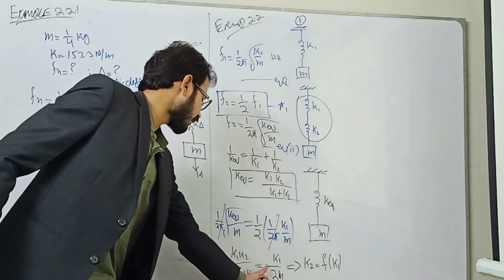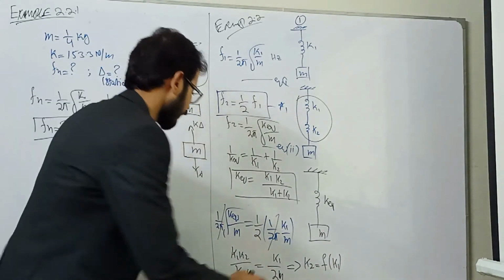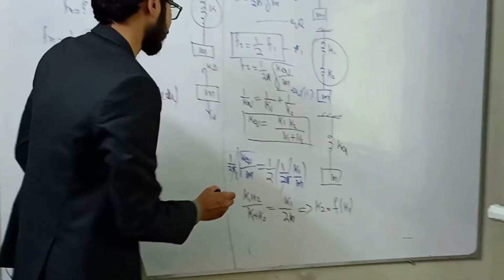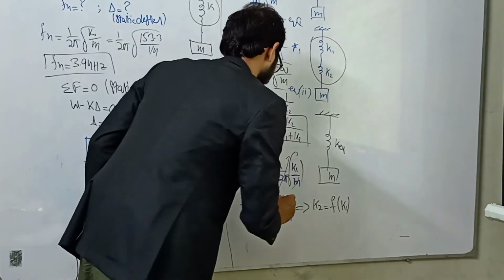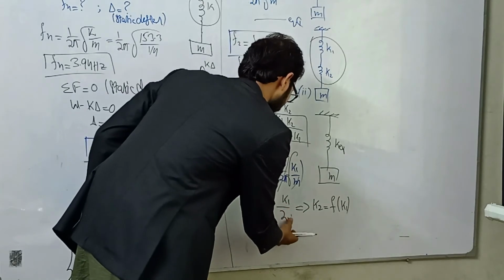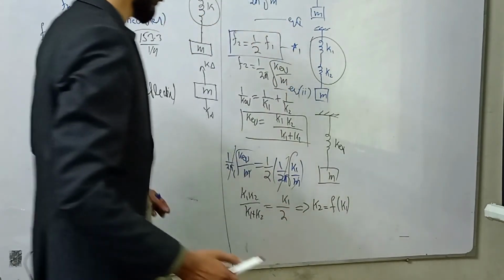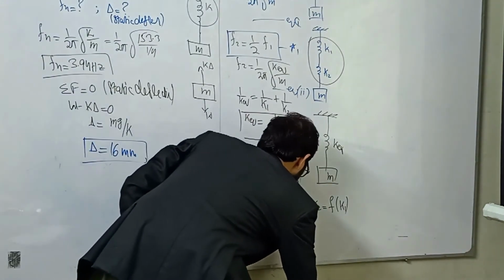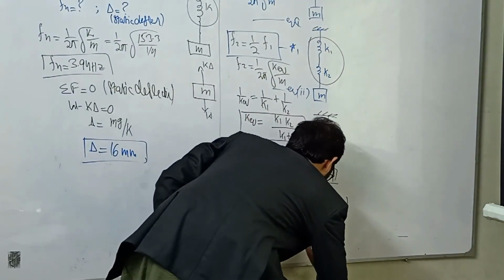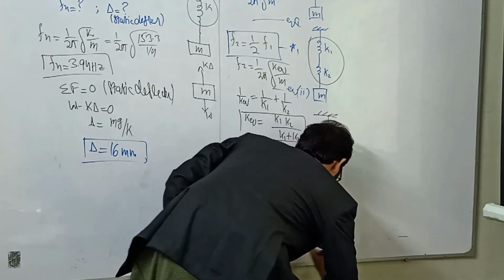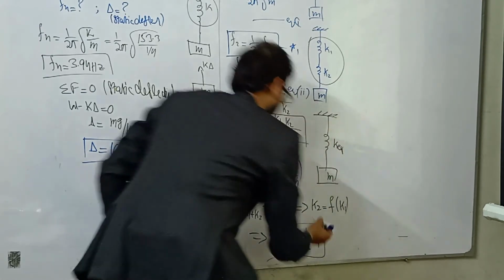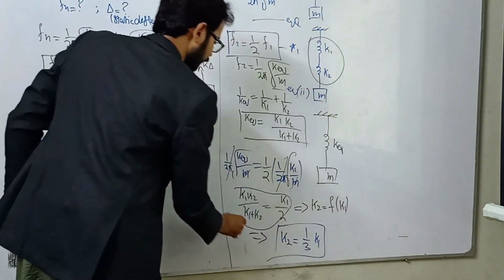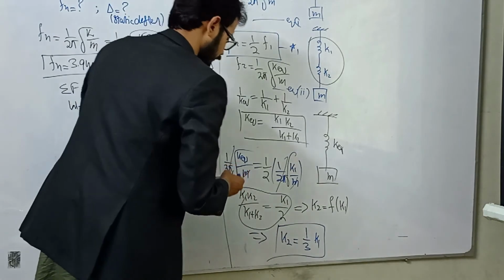So rearranging all of them, this mass can also be cancelled, both quantities can be cancelled with each other. So there will be no mass here. So we have to find the value of K2 in terms of K1. It gives us K2 is equal to 1 by 3 of K1. Rearranging all of them, we have this value.